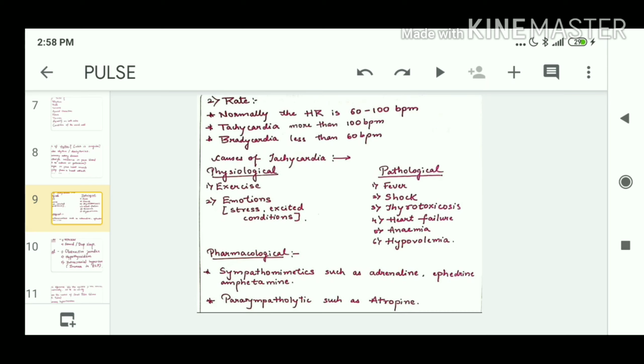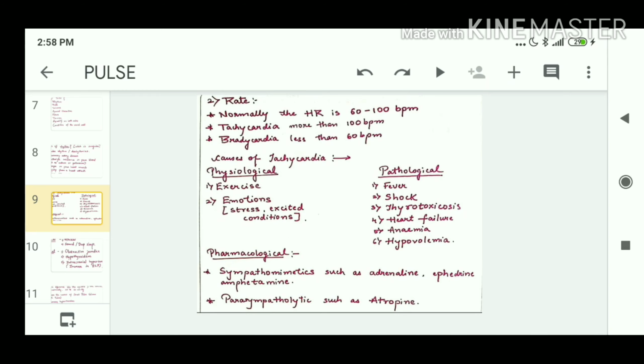So tachycardia, bradycardia. First we will see what are the causes of tachycardia. Mainly there are three causes: physiological, pathological and pharmacological. The physiological causes include exercise, heavy workouts, gym workouts, and emotions, when the person is too stressed or too excited. So these are the physiological conditions where a person can face tachycardia.